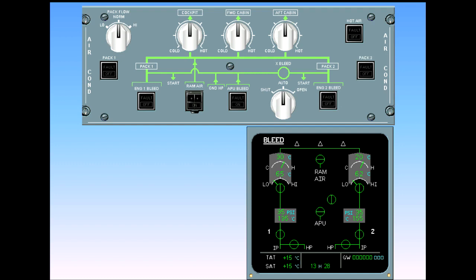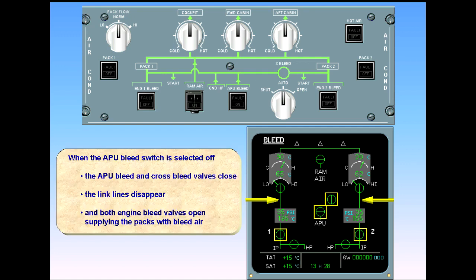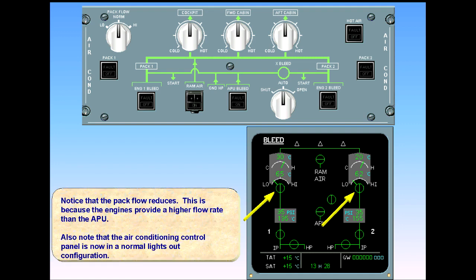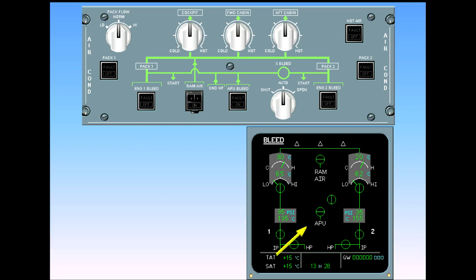When the APU bleed switch is selected off, the APU bleed and cross bleed valves close. The link lines disappear, and both engine bleed valves open, supplying the packs with bleed air. Notice that the pack flow reduces. This is because the engines provide a higher flow rate than the APU. Also note that the air conditioning control panel is now in a normal lights-out configuration. When the APU is shut down, the APU symbol on the bleed page is removed.